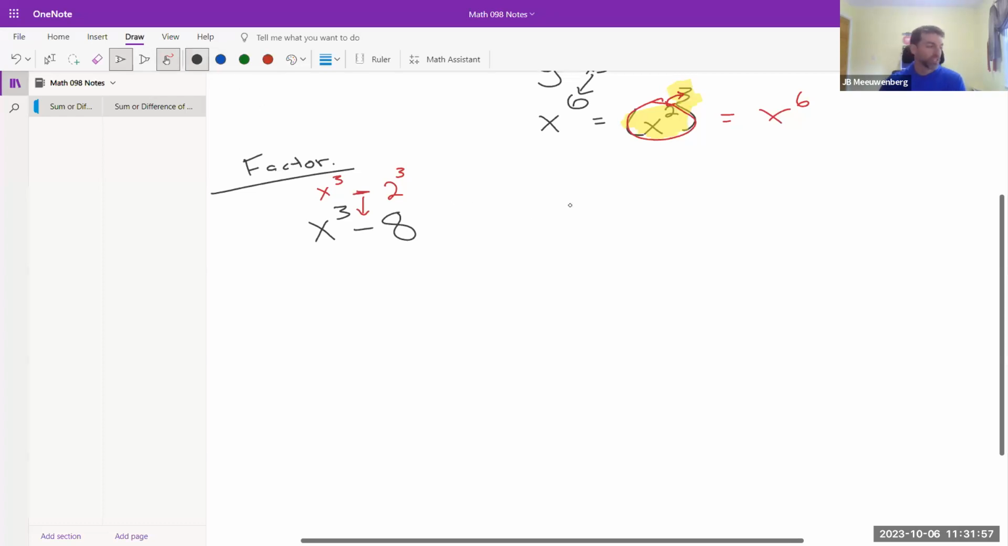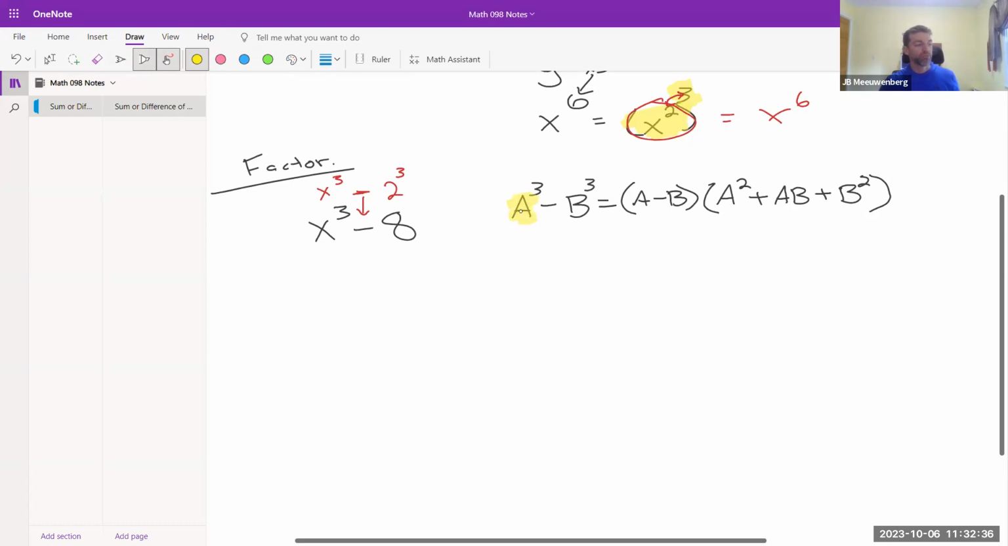Here is how we factor a difference of cubes. I'm going to write out the formula. A cubed minus b cubed is equal to, in parentheses, a minus b, close that parenthesis, so there's our first part, and then times, in a second parenthesis, a squared plus a b plus b squared, and then close that parenthesis. So let's analyze this for just a moment. This is the starting point, a cubed minus b cubed.